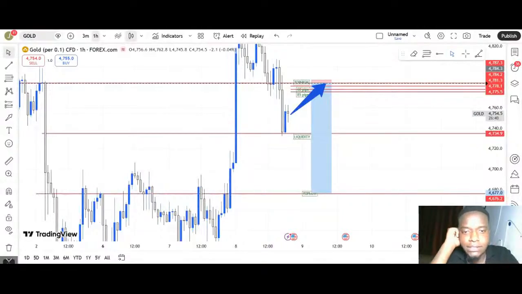I like that push upwards. You can see buyers are trying to push the price upwards.